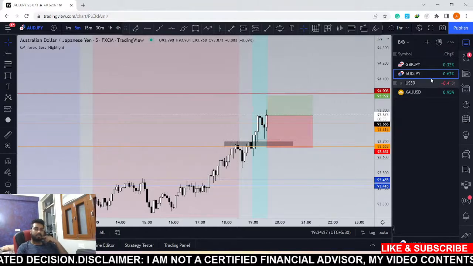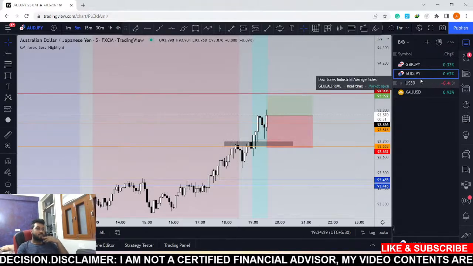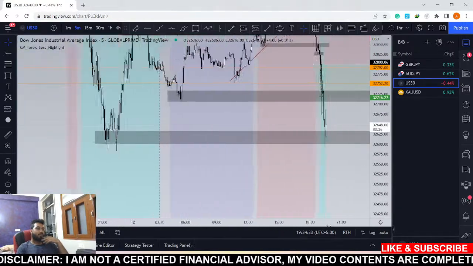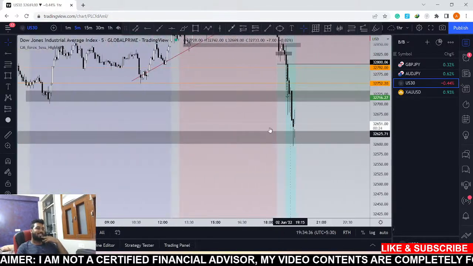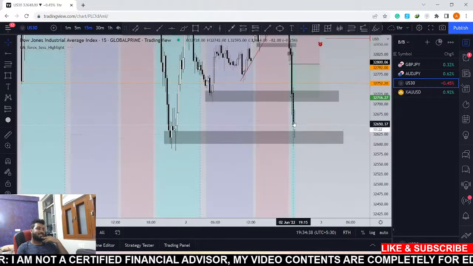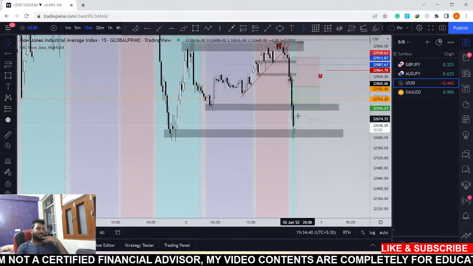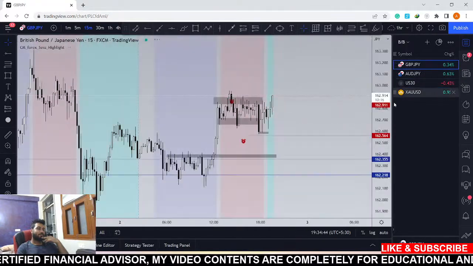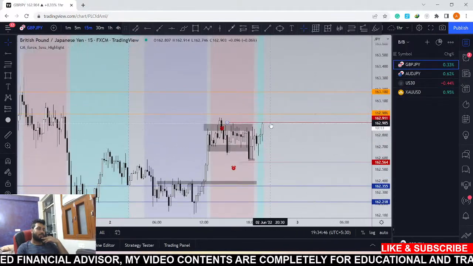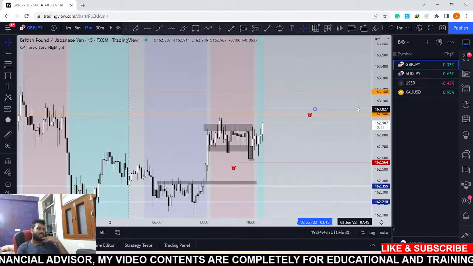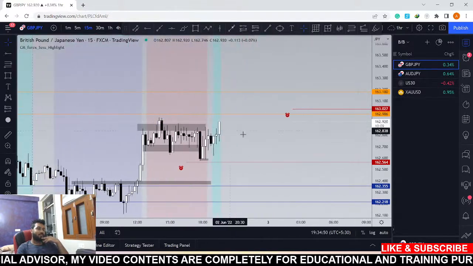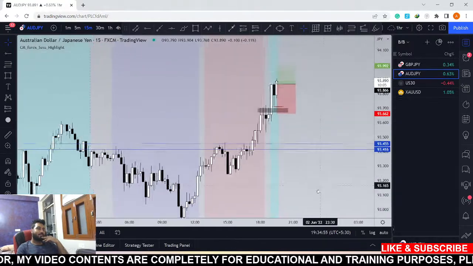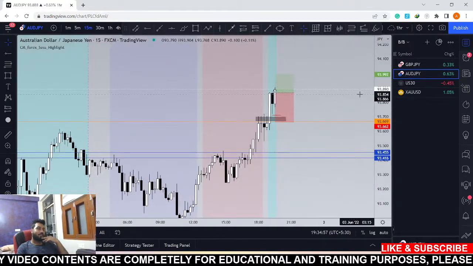Second, US 30. See how beautifully it came down, tested this zone, and then see the rejection from this zone. Now I'm getting an alert on GJ. So now GJ is making its move. So if GJ is making its move, then definitely AJ must have started making its move.